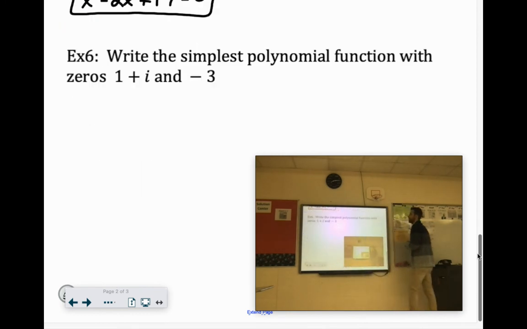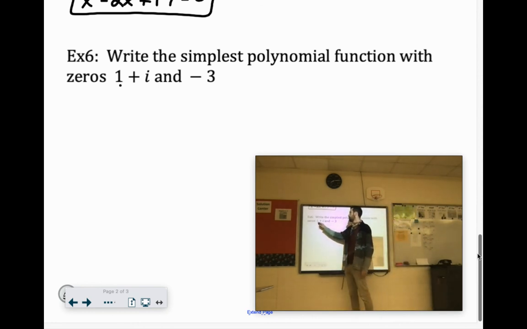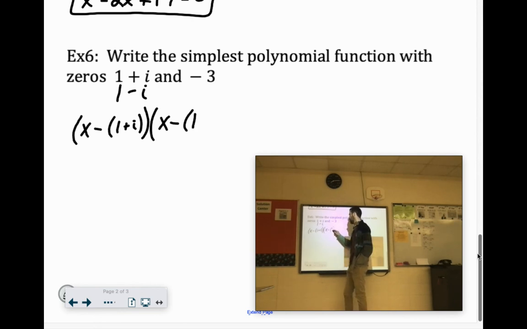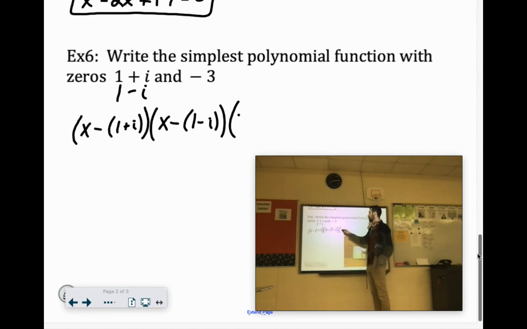Write the simplest polynomial with zeros 1 plus i and negative 3. So remember, that means 1 minus i will also be a zero. So there's going to be 3 zeros. So our final answer should be x to the third, something. So let's set this up. We'll have x minus 1 plus i. We'll have x minus 1 minus i. And x is negative 3, so that would be x plus 3. Rearrange this formula, and we're done.